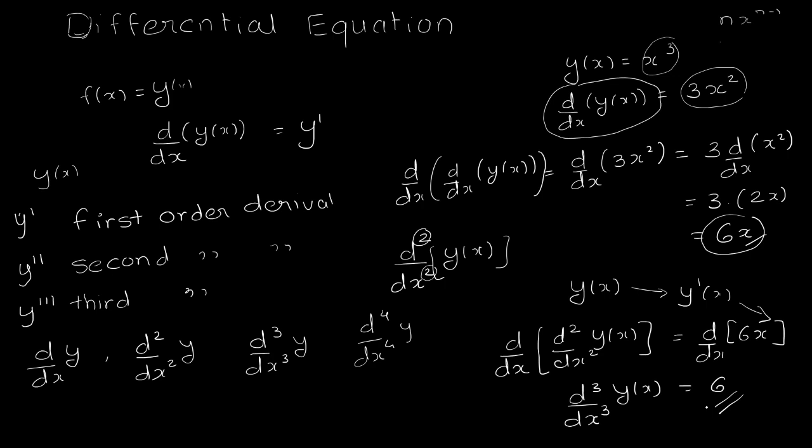Now in this example, if you find the fourth order derivative, d4 y by dx raised to 4, it will be the derivative of this 6 again, and the derivative of a constant is 0. Now I just see, find the third order derivative of x square.